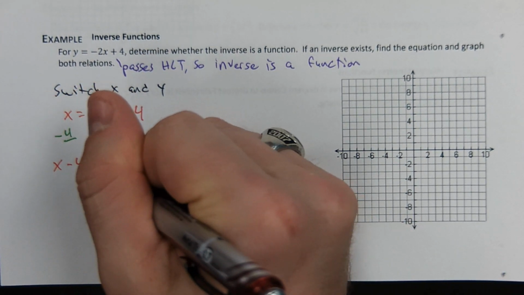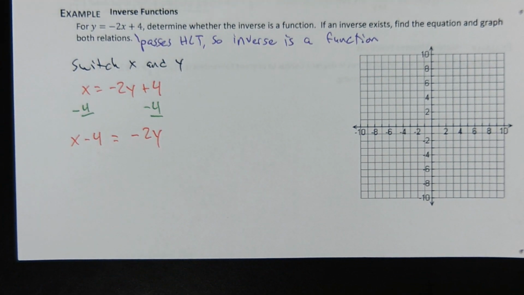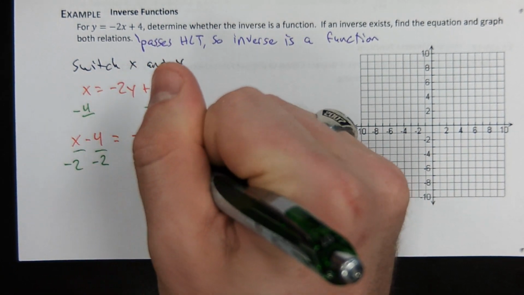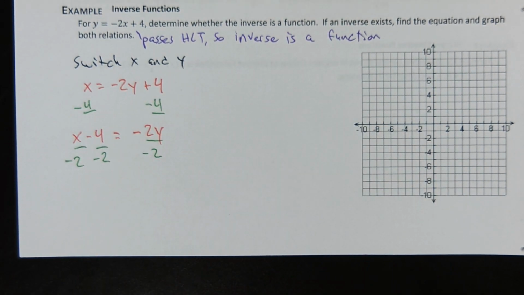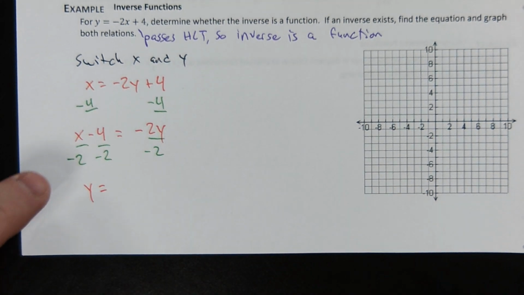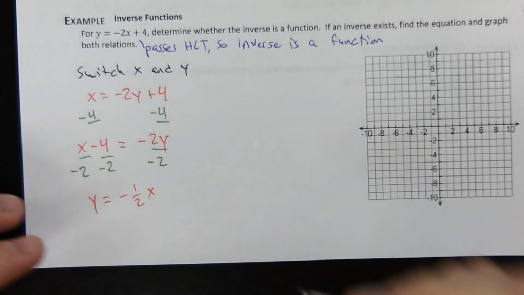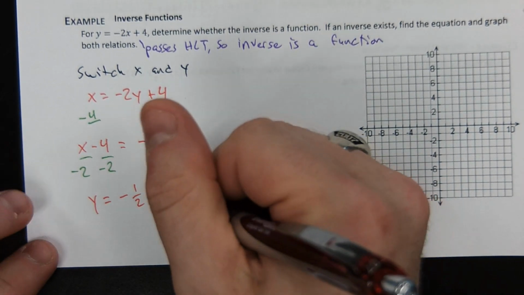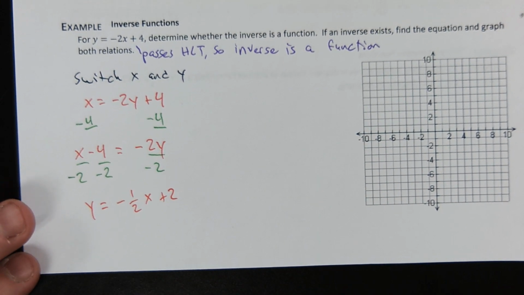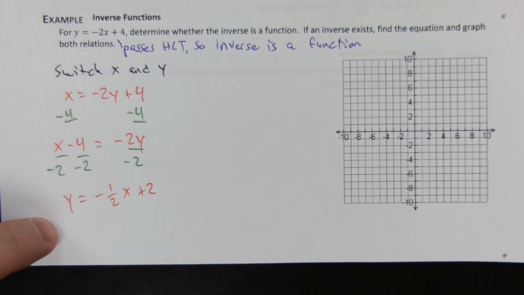Remember, when you're trying to get something by itself, you have to use PEMDAS's reverse order. You have to use SADMAP. Now I'm going to have to divide everything by -2 to get that y all by itself. Everything by -2. And I'm going to write y equals x over -2. Since I have to graph this, it'll be easier to call it -1/2 x. And -4 over -2 is +2.